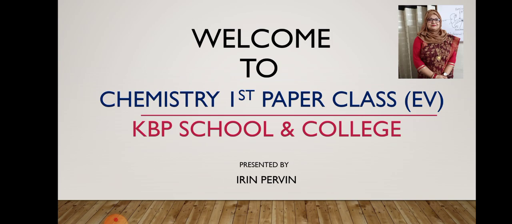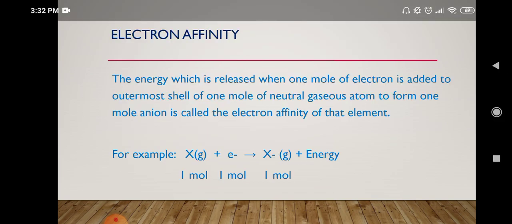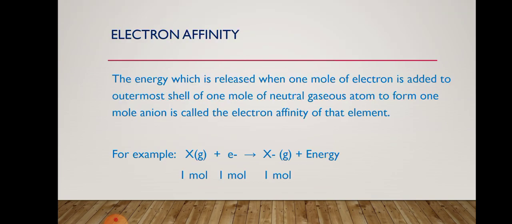This is Irene Parveen. Today I am going to discuss electron affinity, periodicity of valency and metallic character under chapter 3. The title of chapter 3 is Periodic Properties of Elements and Chemical Bonds. At first, I am going to discuss electron affinity. It is also a periodic property.